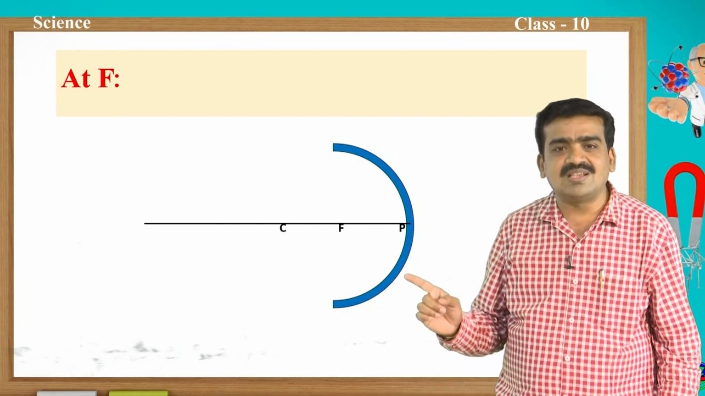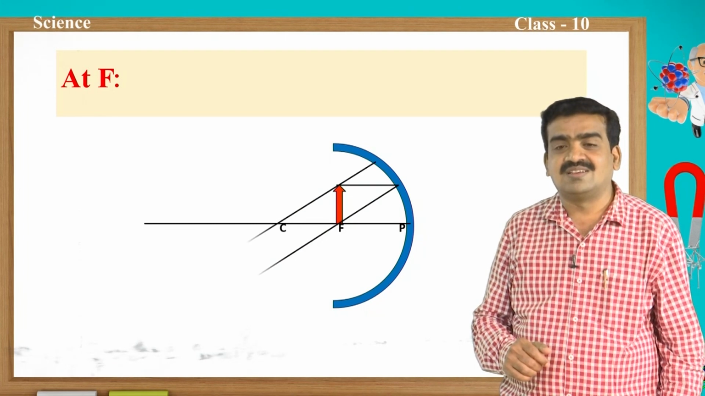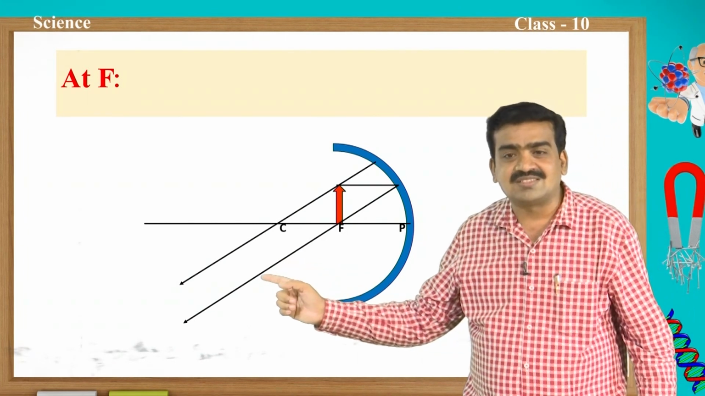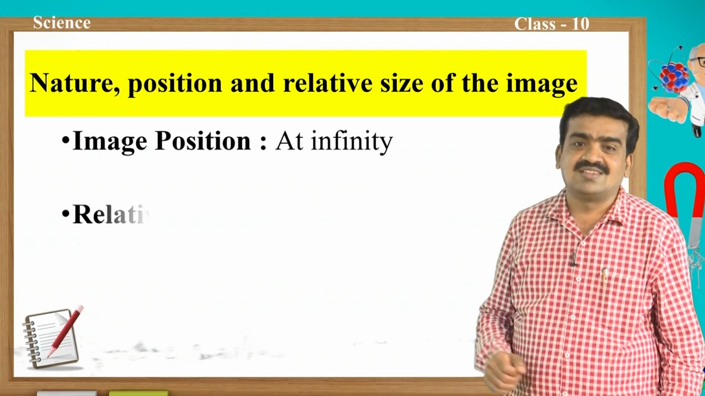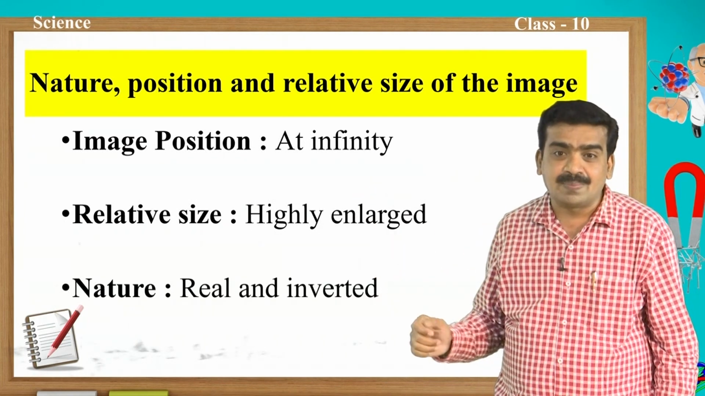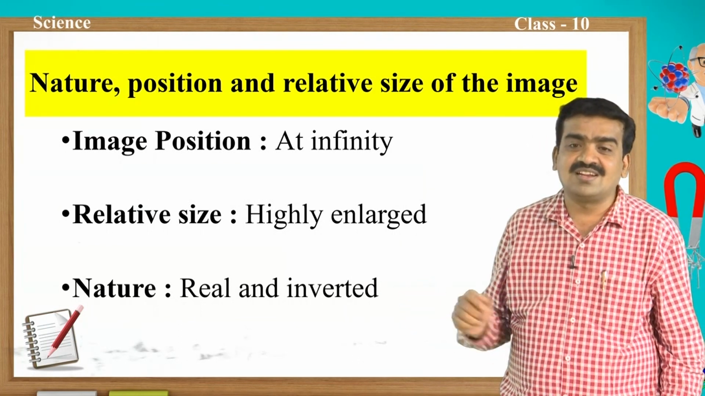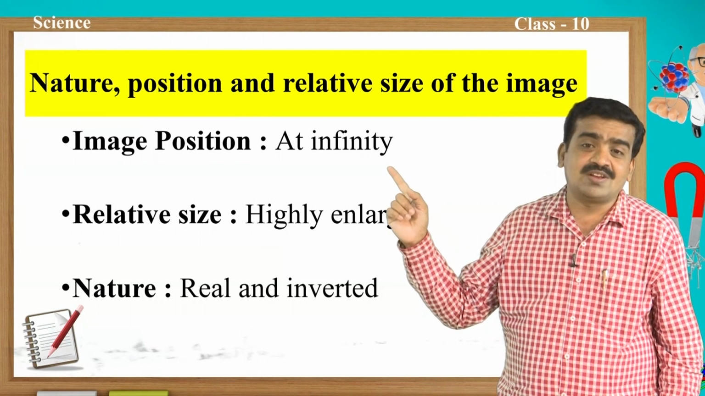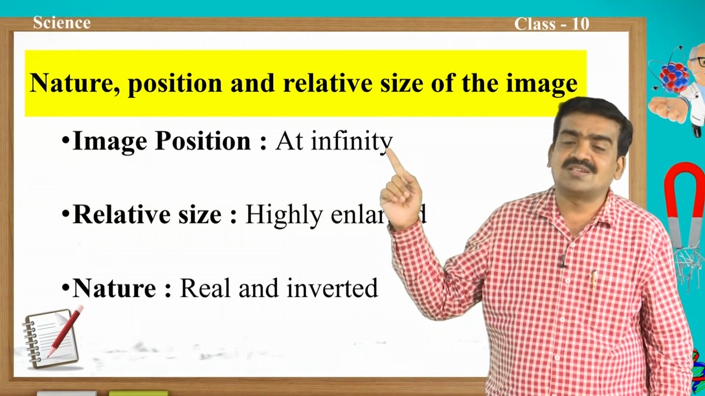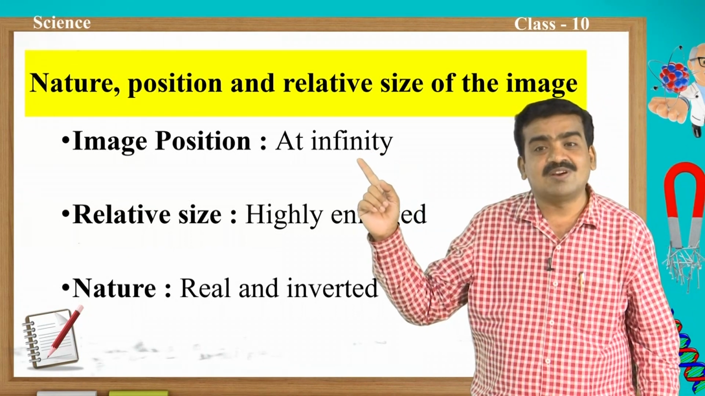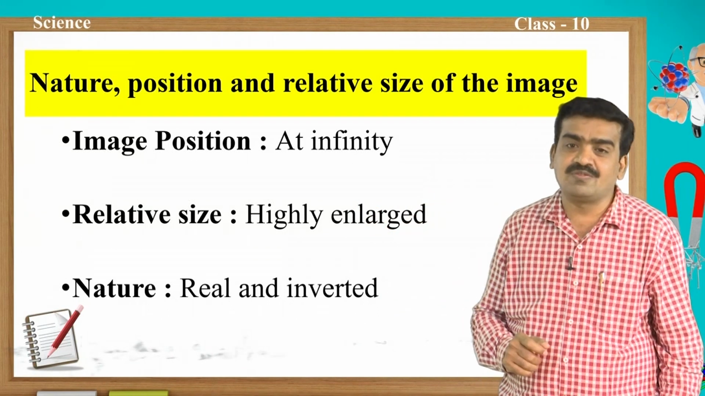Now, what happens if we place the object at F? When we place the object at F, this is how reflected rays come out from the concave mirror, and in this case the image position is at infinity, relative size is highly enlarged, and nature is here also real and inverted. So, when we place the object at infinity, you know that the image position is at principal focus. When we place the object at principal focus, then the image is formed at infinity. Here you have to notice this highly enlarged image is going to be formed.